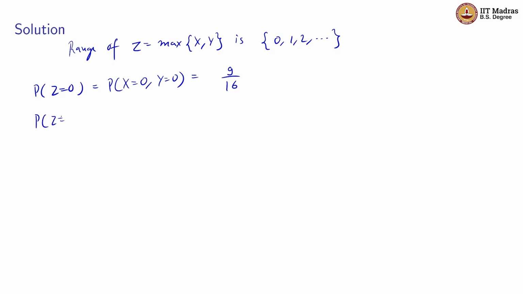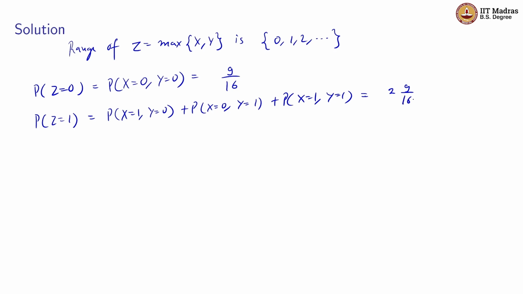Now finding the probability that z is equal to 1, that is, we have to find the probability that max of x and y is equal to 1. So this will be equal to the joint probability that x is equal to 1, y is equal to 0, plus the joint probability that x is equal to 0, y is equal to 1, plus the joint probability that x is equal to 1, y is equal to 1. So this is equal to 2 into 9 by 16 into 4 raised to the power 1 plus 9 by 16 into 4 raised to the power 2.